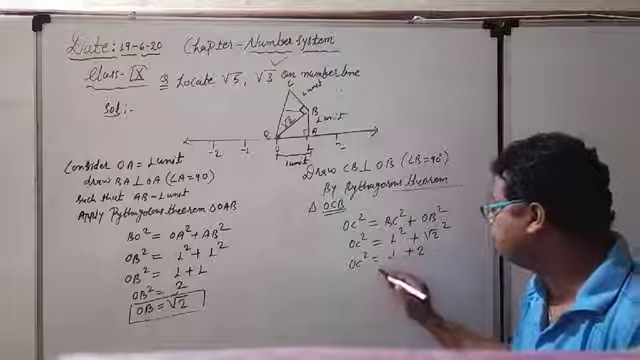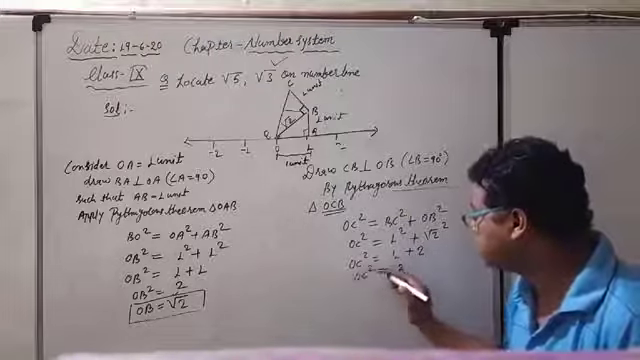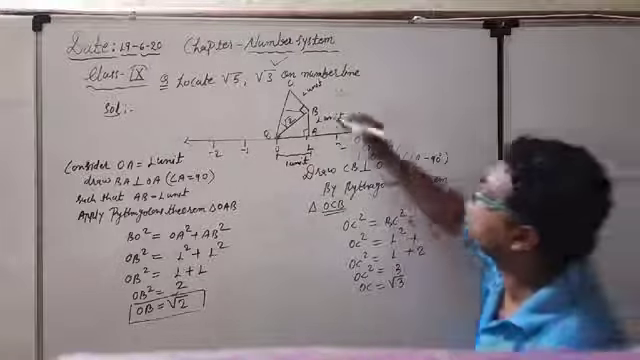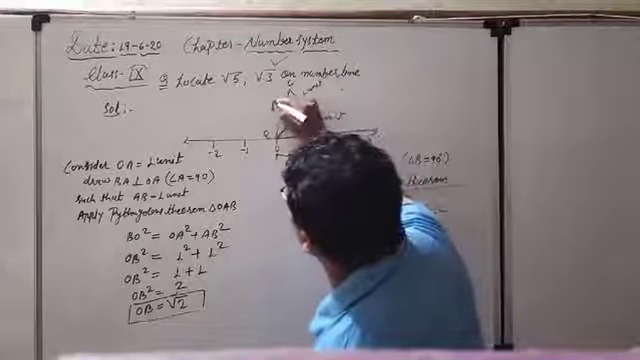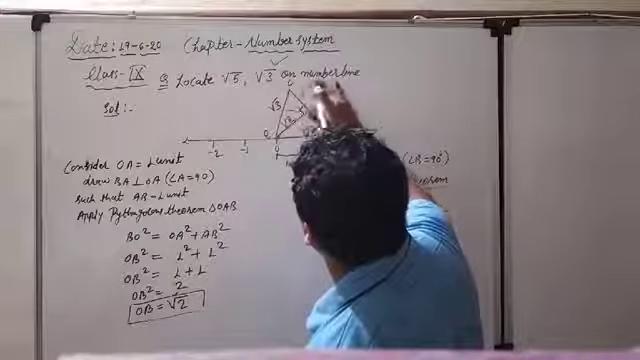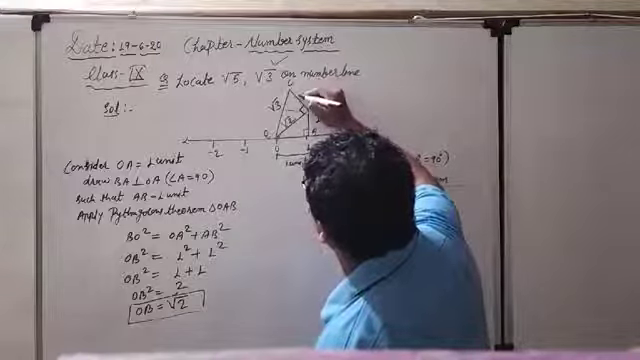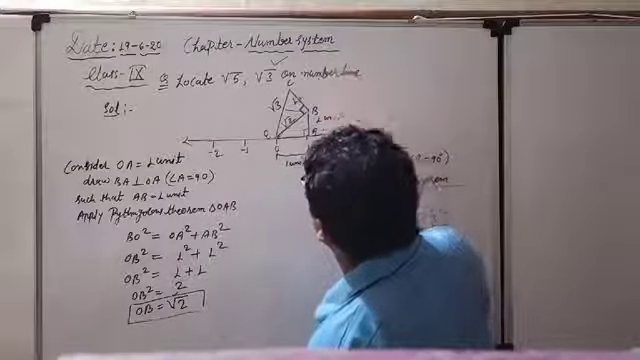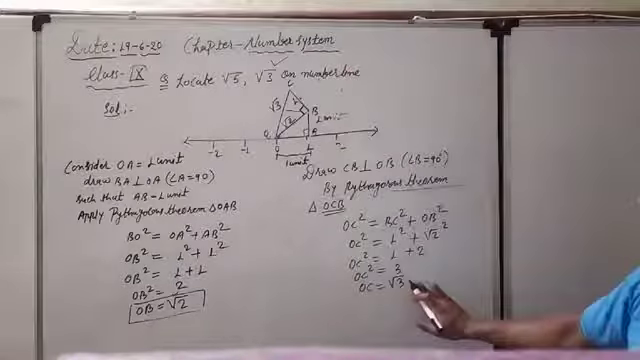So 2 plus 1 is equal to 3. OC square is equal to 3. Right now OC is equal to root 3. So whatever OC we get, what will we get? OC is equal to root 3. You can see that 1 unit I am going to write down here. No problem. And right now what you have to do when you are getting root 3?